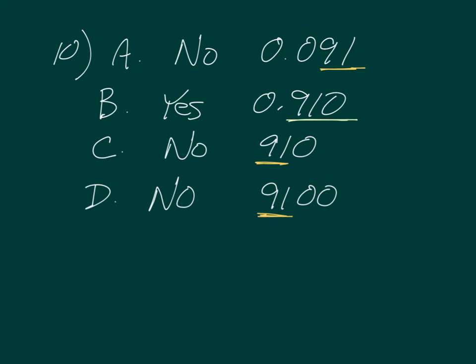Zeros after a decimal but in front of another significant digit do not count. So this one only has 2 significant digits. Any zeros after a significant digit that are to the left of a decimal, so the decimal place is here, these zeros right here do not count. So again, you need to look at the chart on page 32 in your book.